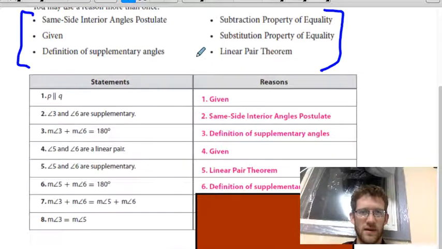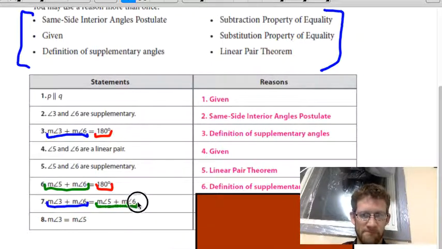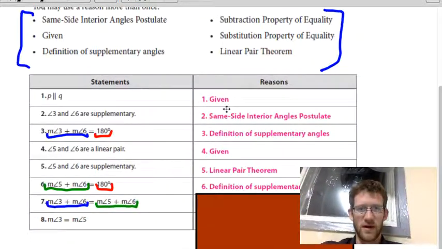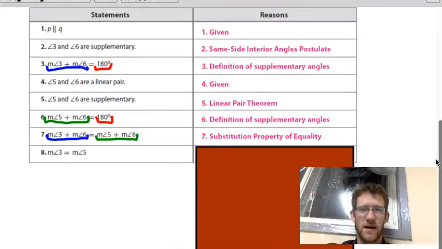But here's the one they're getting at. They're saying that this thing here is equal to this thing. And this thing here is equal to that other thing. So therefore, that first thing is equal to that other thing. What property of equality is that? They use substitution. I was going to say transitive.